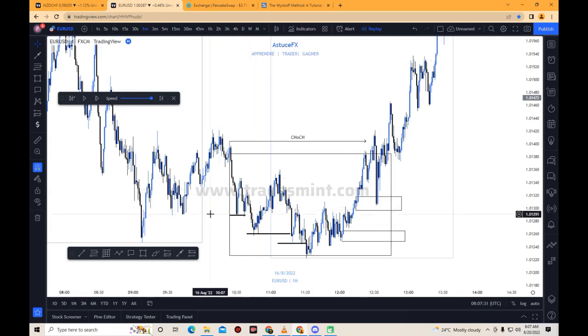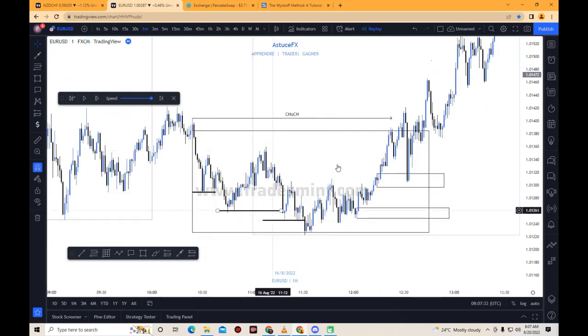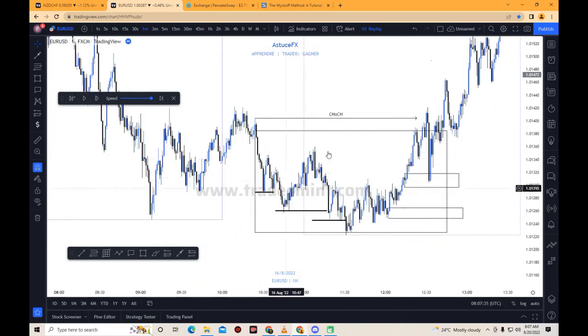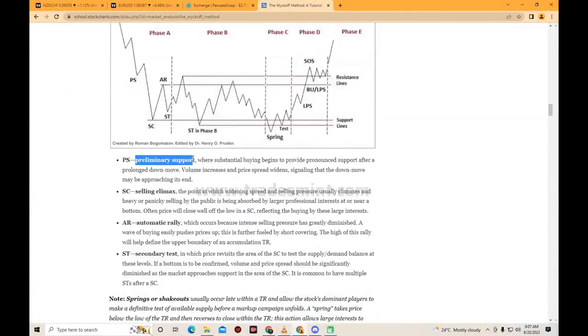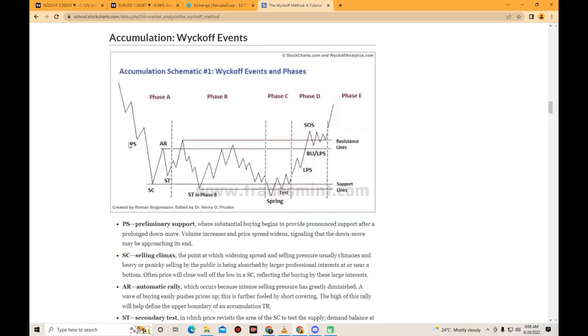You don't read all this part. And now from this, if I want to have the whole schematic, this accumulation, let me come to the accumulation preliminary support. I'll mark everything here and you will see. What is important for me is primary support, selling climax, automatic rally, secondary test. Sometimes the secondary test in phase B doesn't happen, and we have the spring, breakout of structure. Now you wait for the pullback so that you can take the trade.